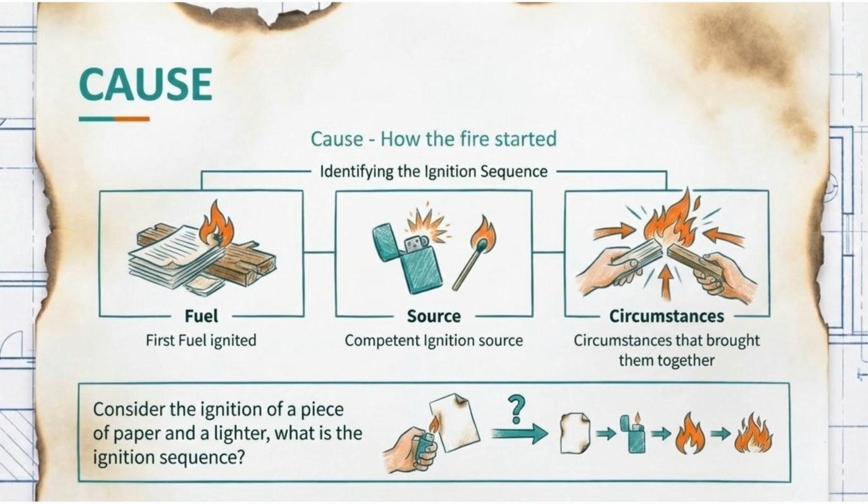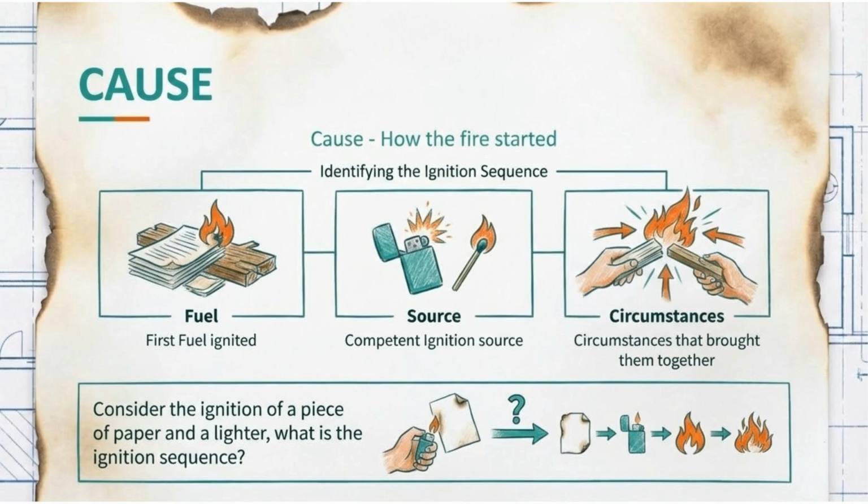Here we introduce cause determination, which explains how the fire started. Cause determination can only be made after a defensible origin has been established. Cause is determined by identifying the ignition sequence. This sequence explains how a fuel, an ignition source, and the circumstances came together to produce ignition.